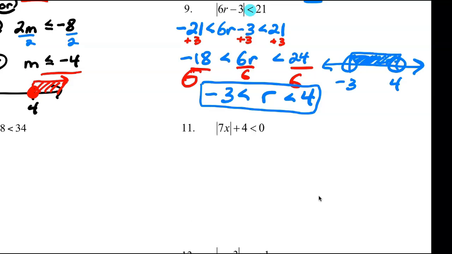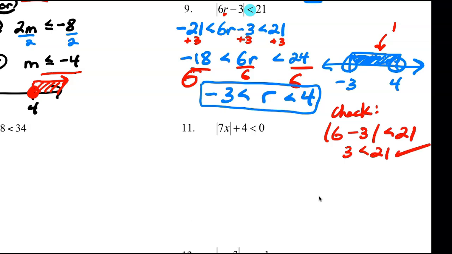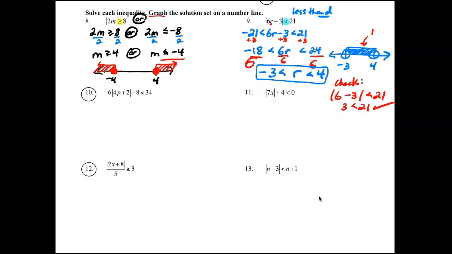Now there isn't necessarily a check that you have to do like the other absolute value equations, but you could check it. Let's pick a number in the middle here. Let's pick 1, and then we could do a quick check to make sure our answer makes sense. If we put 1 into r, that would be 6 times 1 minus 3. Absolute value of 3 is 3. Is 3 less than 21? Yes, it is. So it looks like our answer works. You're not required to do that check step, but it's smart. You can always check your answer and make sure you got it right. Number 10 is for you to do, and number 12.